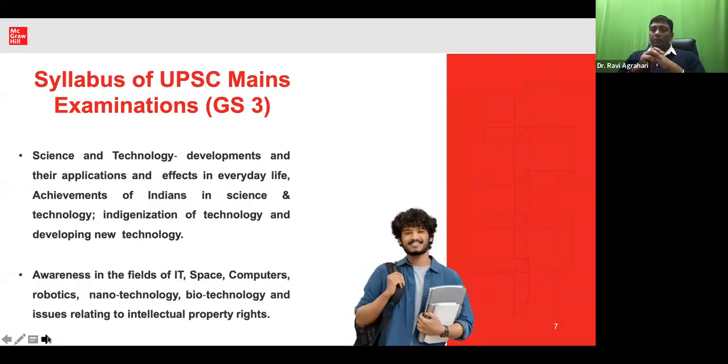Further, you come into the mains. In mains, UPSC has given some syllabus, and since it is the official UPSC syllabus, I'll show it to you. In the official main syllabus, I would like to read out what UPSC mentioned: Science and technology, development and their application and effects in everyday life. Achievements of Indians in science and technology. Indigenization of technology and developing new technology. Awareness in the field of IT, space, computers, robotics, nanotechnology, biotechnology, and issues related to intellectual property rights.